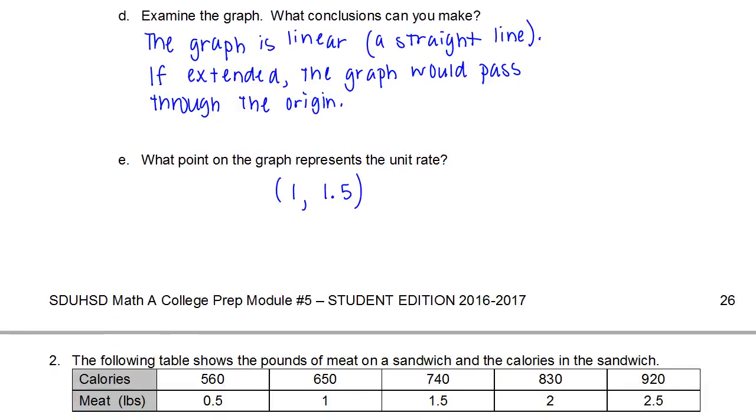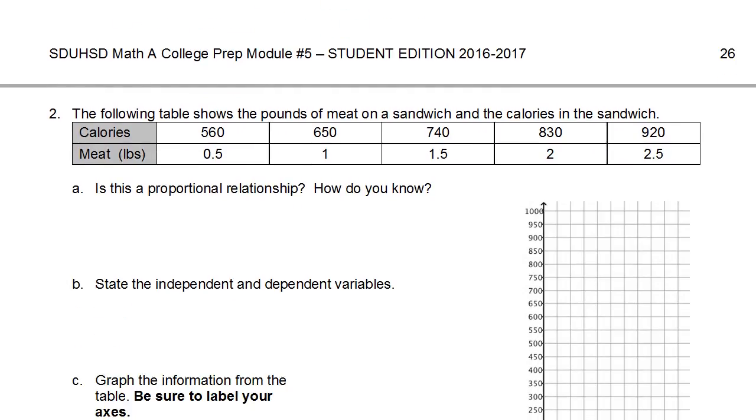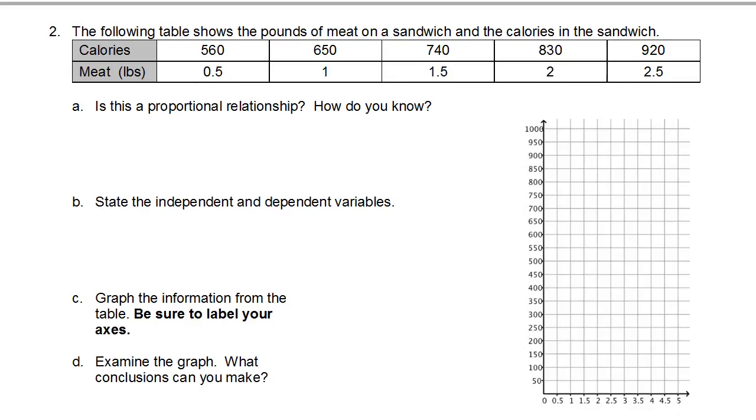Okay, on to page 27. On page 27, we have a new relationship to look at. The following table shows the pounds of meat on a sandwich and the calories in the sandwich. I'm going to do what I did with the last table and see if we're always multiplying by that same number. Last time it was $1.50 times the number of pounds. This one is not quite as straightforward.